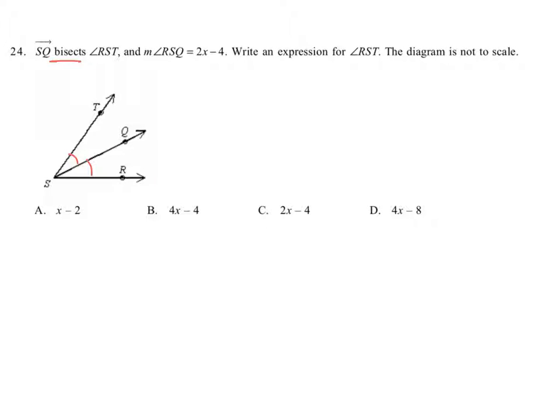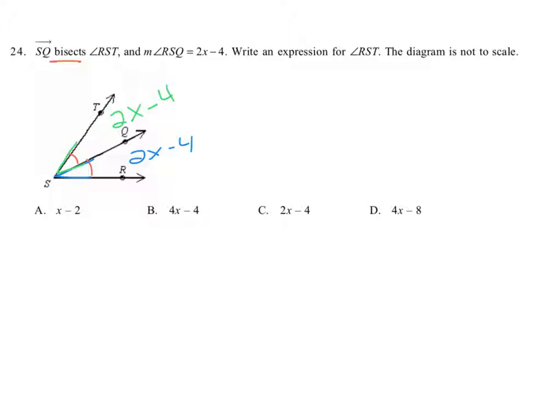Okay? So if they tell us that the measure of RSQ, this angle, is 2x minus 4, then guess what we know about this angle, TSQ? We know that it also measures 2x minus 4, because since that larger angle is bisected, they are congruent in measure and they both have the same algebraic expression.